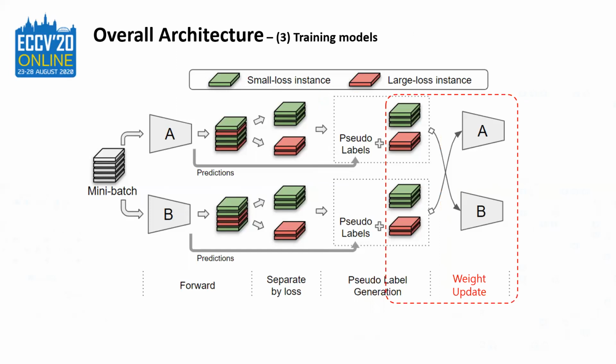The last step is to train the models with selected instances. At this stage, the models exchange their two types of instances: small loss instances without any post-processing and large loss instances with pseudo labels. Each network receives instances from the other and updates its weights using them.